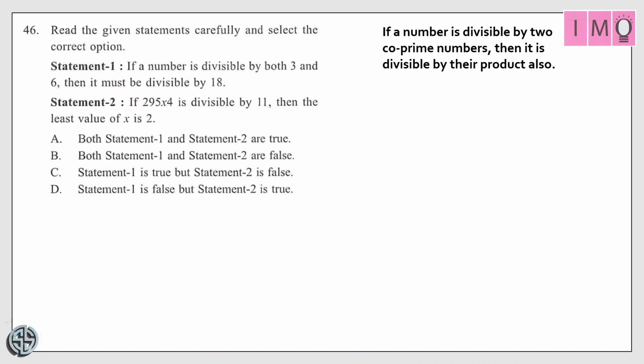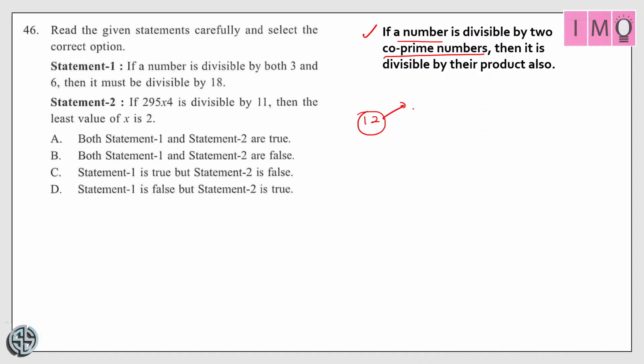The first question is here. The question is: if a number is divisible by both 3 and 6, then it must be divisible by 18. I have given you a hint regarding that. For any number, if a number is divisible by two co-prime numbers, then it is divisible by their product also. For example, we have learned the divisibility rule of 12.